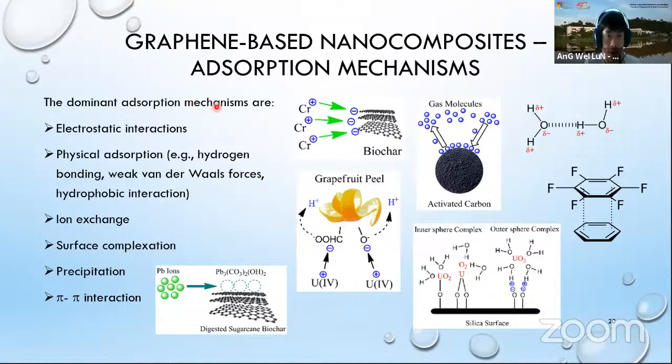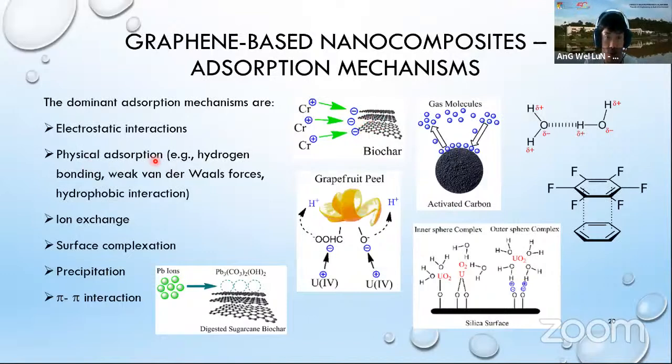understand some of the adsorption mechanisms so that you can visualize the interaction between the graphene adsorbent and the pollutants. The dominant adsorption mechanism could be in the form of electrostatic interaction. This is purely based on opposite charge. When you have a positive charge and a negative charge, they will tend to attract each other and combine. For instance, you have positively charged pollutants and a negatively charged adsorbent. These pollutants will be attracted and captured by the adsorbent.